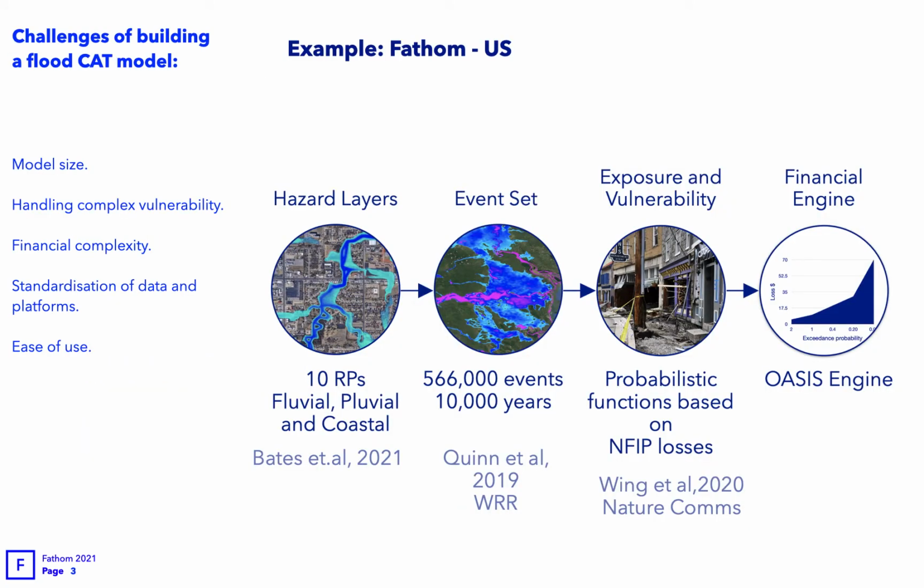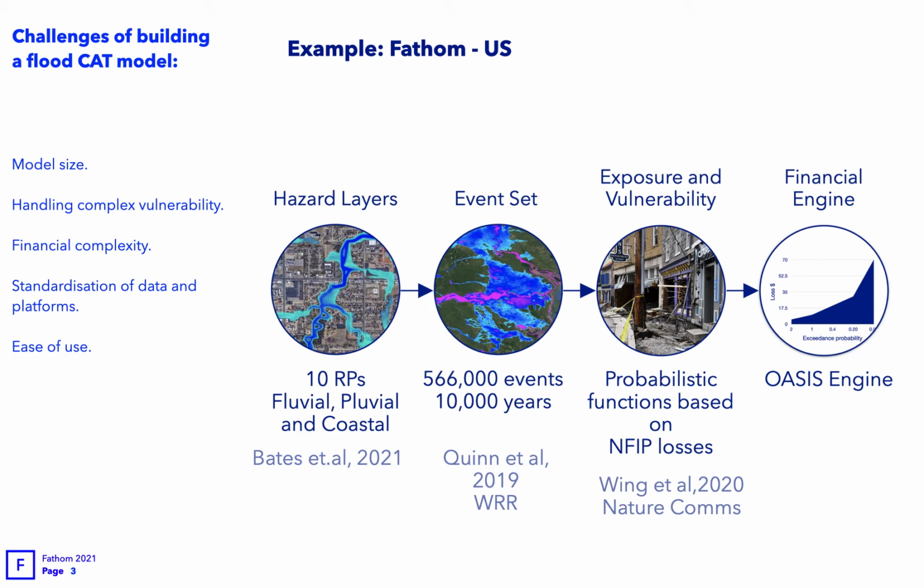The first point to raise is perhaps an intuitive one, and that is model size. Flooding is a spatially complex peril, and what I mean by that is that you can be wet in one location and dry in another. Therefore, you have to represent the peril at high resolutions. Unfortunately, when you combine high resolution with event sets covering tens of thousands of years of plausible events, you quickly end up with models that are enormous. So that poses a really significant challenge when building a flood CAT model.